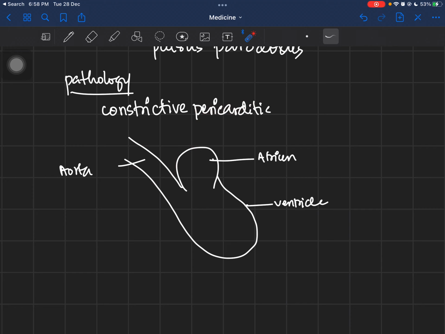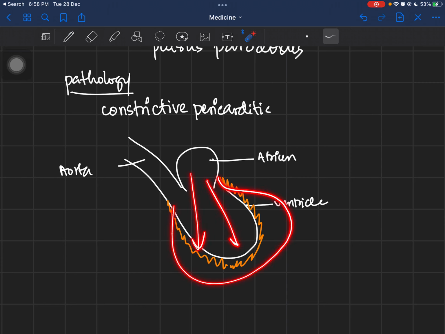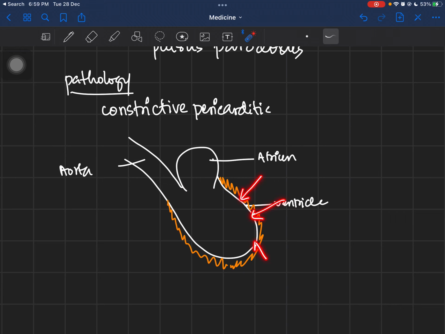So what happens in constrictive pericarditis is that there is a constriction around the heart. If there is a constriction around the heart, do you think the heart can normally dilate and fill during diastole? No. Why? Because this constriction is pushing into the heart, and it does not allow the heart to fill normally.